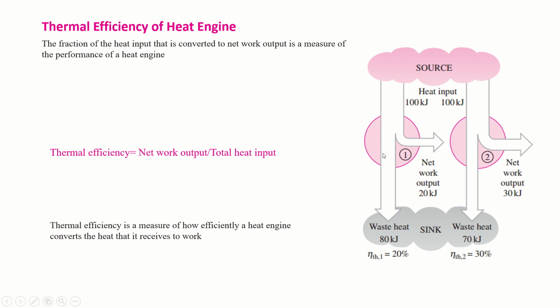This figure explains the two cases. In the first case, the source heat is 100 kilojoule, its work output is 20 kilojoule, and its waste heat is 80 kilojoule. So this is our output, 20, and this is our input, 100. 20 divided by 100 is 20%. So its thermal efficiency is 20%. In case 2, the work output is 30 kilojoule and input is 100. So 30 divided by 100 is 30%. So in case 2, the engine is more efficient, and it has a thermal efficiency of 30%.